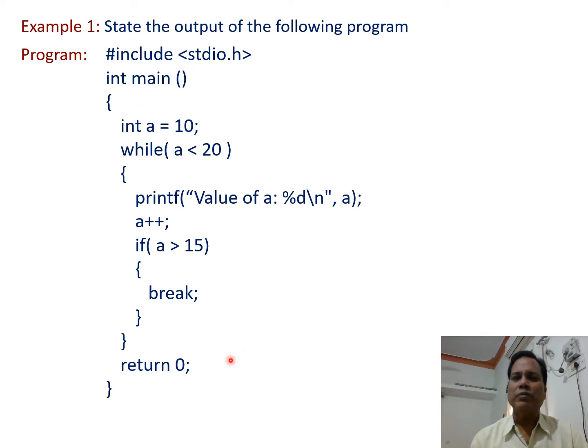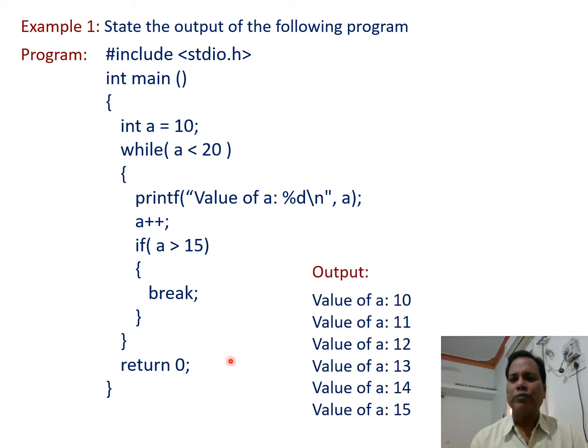So when this program is run, we get the output like this one. Value of a 10, value of a 11, value of a 12, up to value of a 15 gets printed. And once value of a becomes 16, control comes out of the while loop. So in this way we see that once the condition in the body of the while loop is satisfied for the break statement, control comes out of the loop.